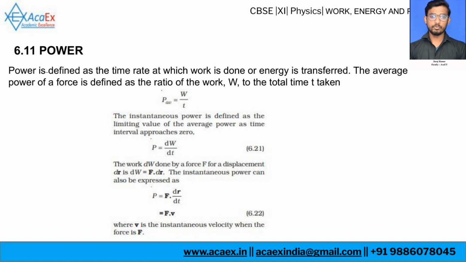Average power, P equals W over T. Instantaneous power, P equals dW by dT. Instantaneous power can also be P equals F times v.